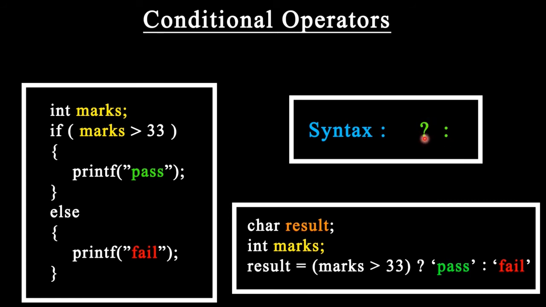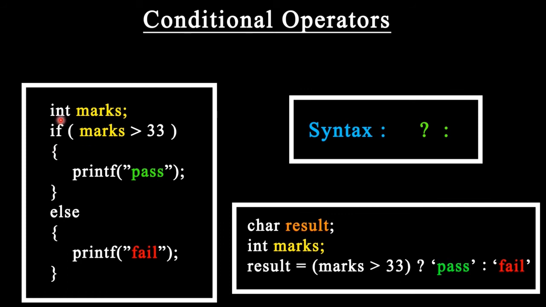So just before the question mark, we write our first expression here. After the question mark, we write the second expression here. And after the colon, we write the third expression here. As you can see on the left hand side, I have written a small program, and by the help of the conditional operator, on the right hand side, I have written another program which is the same program as the left hand side program.